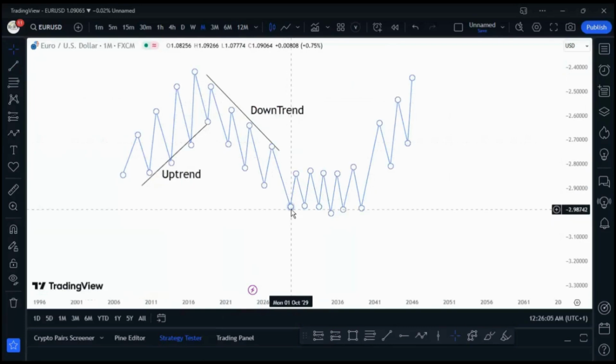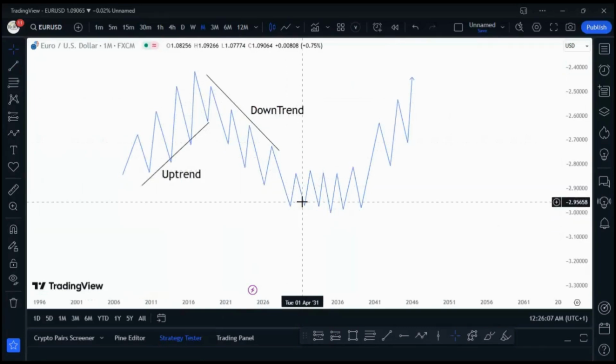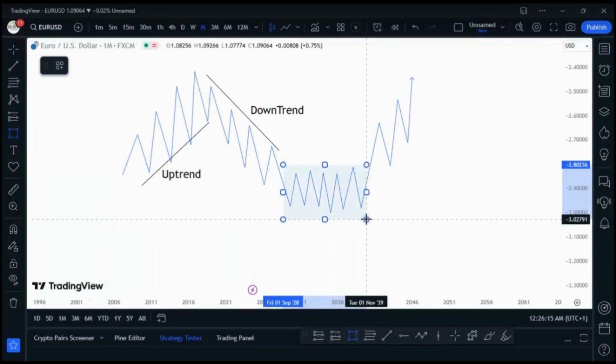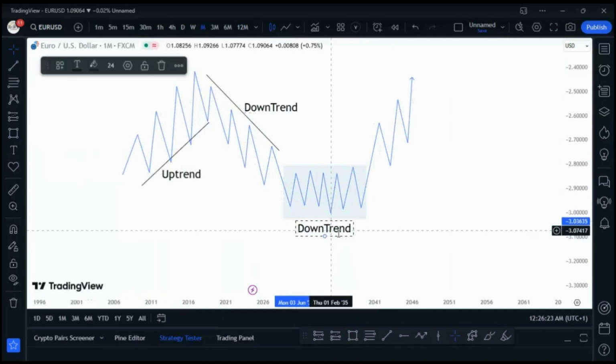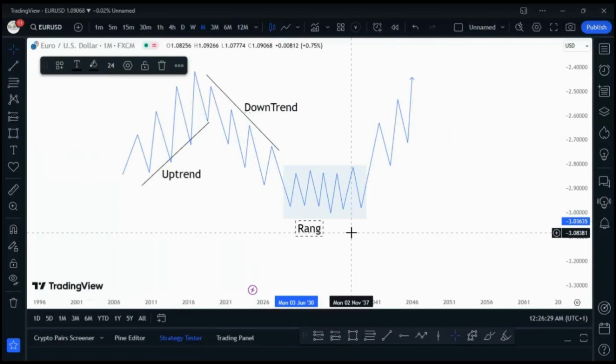Right. So after this happens, we can see the market is at this point not making higher highs and higher lows. It's just moving sideways. So we can call this a sideways market. We can call this a sideways or a ranging market. I prefer using ranging market because it's just ranging with no specific direction.